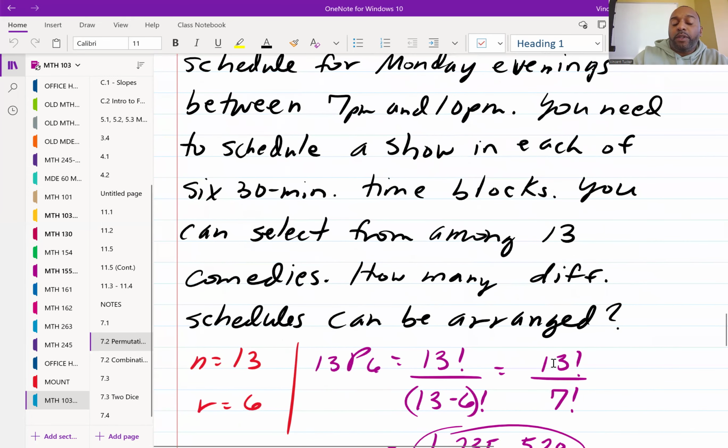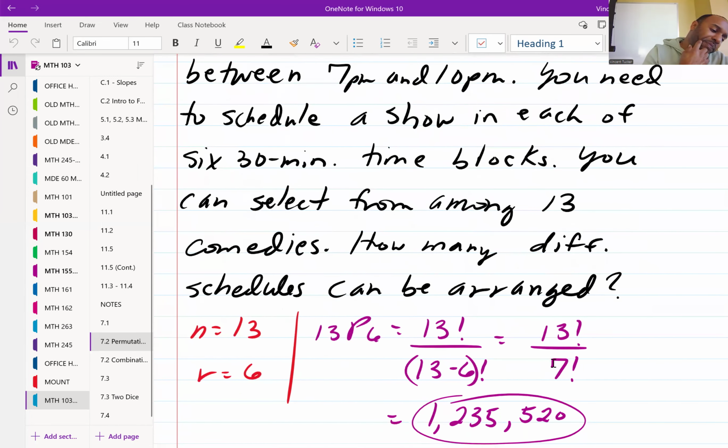So we have 13 comedies to choose from, 6 time slots to put them in. That means n is 13, r is 6. Plug them in the formula accordingly. 13P6, 13 factorial over 13 minus 6 factorial. Ultimately, that gives me 13 factorial over 7 factorial, and 1,235,520 will be our result.